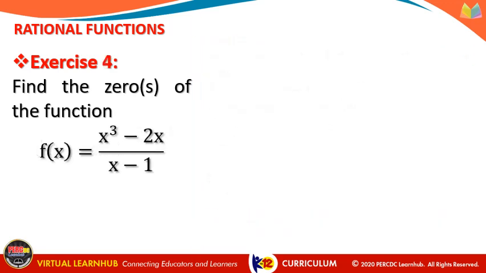Alright, let's now go to exercise number 4. Find the zero or zeros of the function x cubed minus 2x all over x minus 1. I believe isa sa mga nabanggit ko last video is kung pwede mong i-factor out yung numerator or yung denominator, i-factor out mo muna. Tapos, if ever man may mag-cancel out, i-cancel out mo.